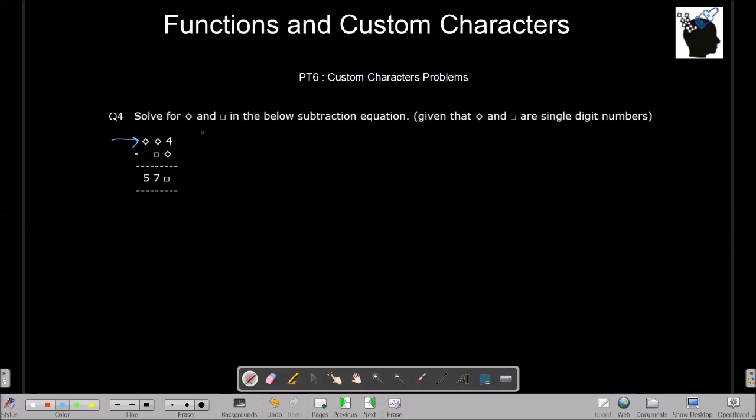Let's try with that rhombus as 6 first and see what do we get. So 664 minus square and 6 here, this gives us 57 square. Now I have to add something to 6 to get 4, which is nothing but I need to add 8 to 6 to get 14. That means this becomes 664 minus 86 is equal to 578.